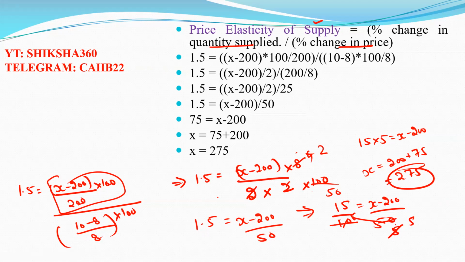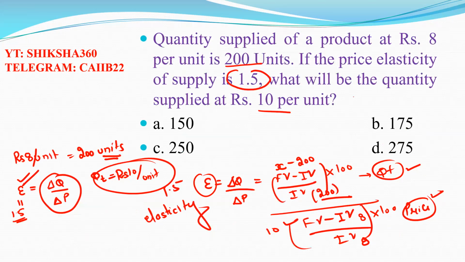Basically in the numerator we have to calculate the percentage change in quantity, and in the denominator we have to calculate the percentage change in price. Upon calculation we will get x equal to 275. So at the price of 10 rupees, how much quantity will we supply? Basically 275. Clear?